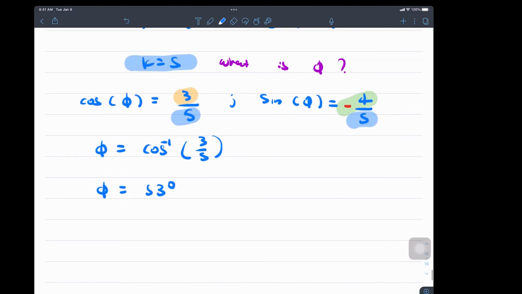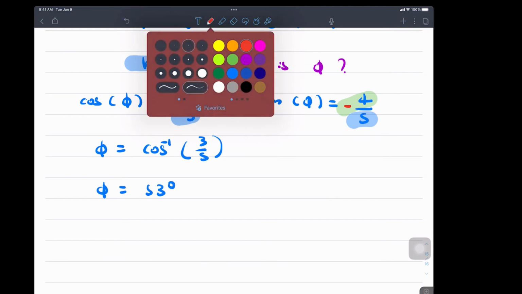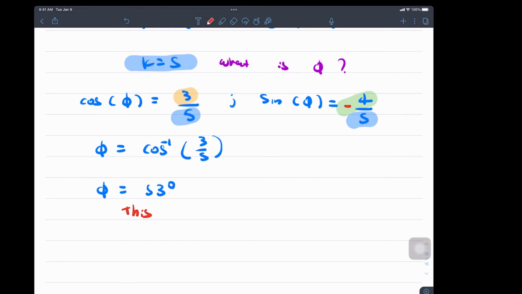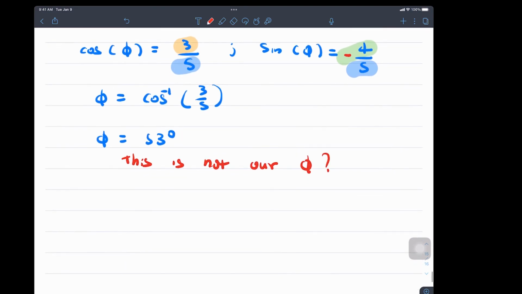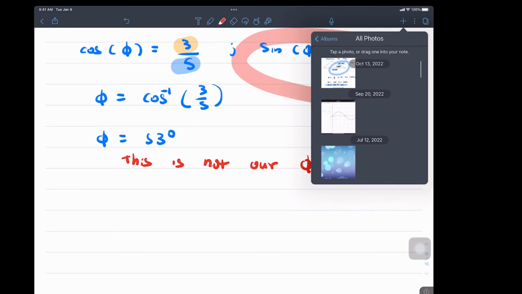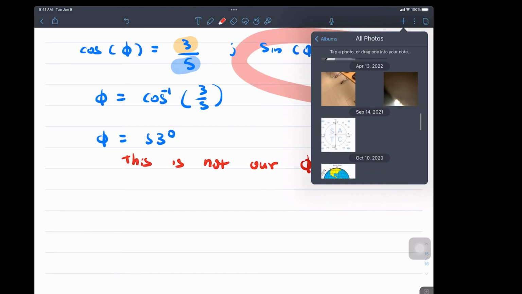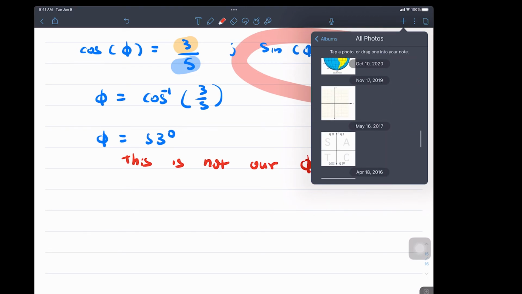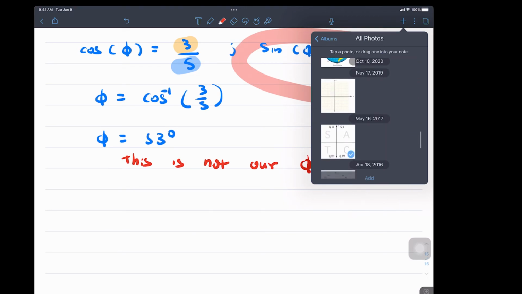You see, this is not the phi. I'm going to write this down. This is not our what? Phi. Does anybody know why? Yes, let's find out where phi is. Where is phi at? Let's find the picture. You guys remember that? I spent all this time on this picture. Since I spent all this time on it, we might as well use it, right?